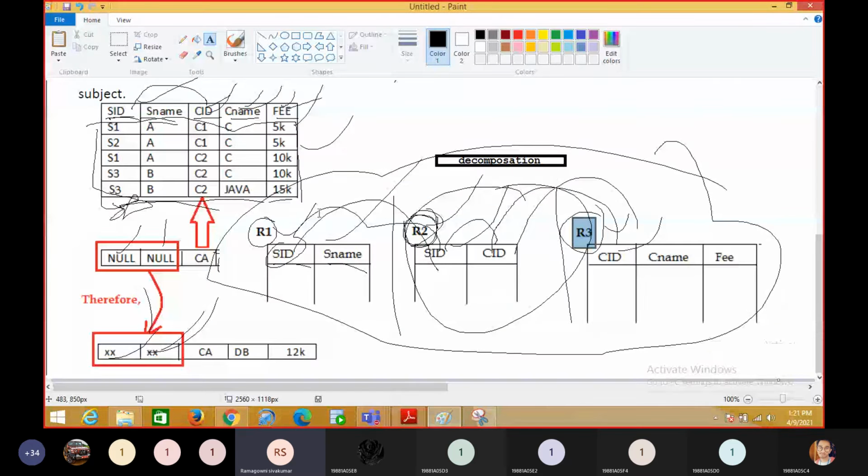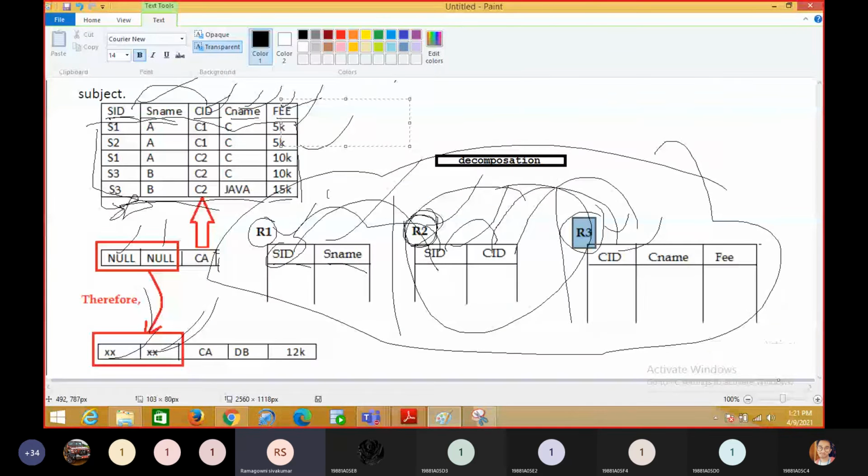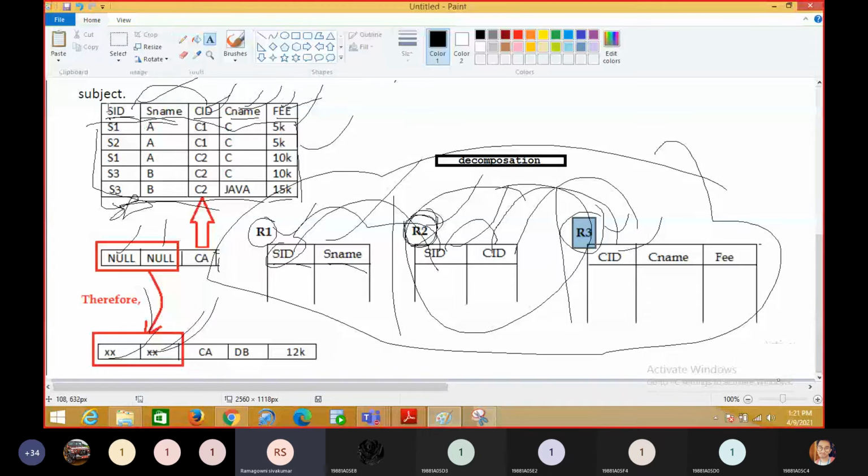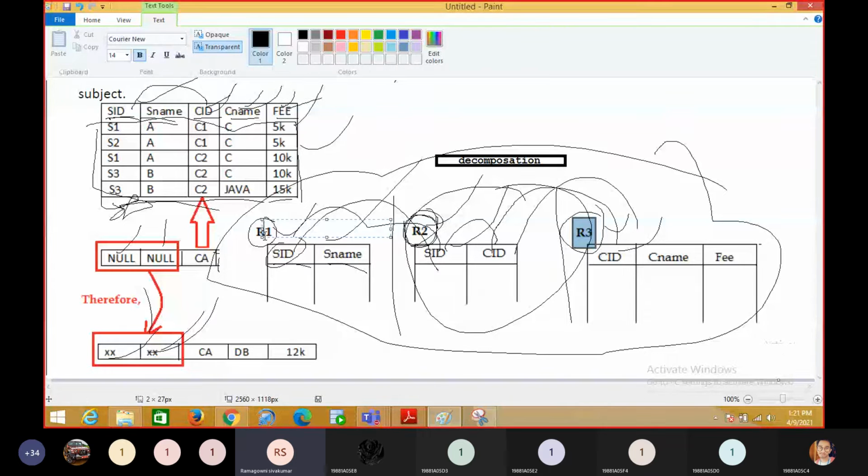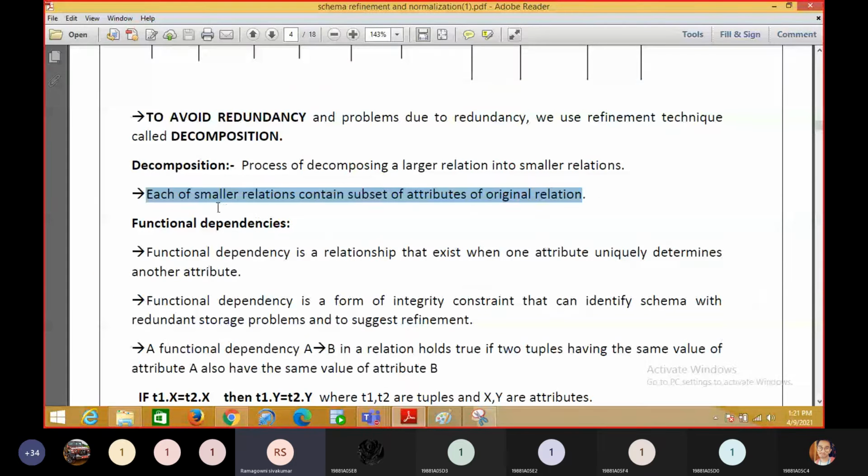See, this is a large table, right? A big table. For a subset of attributes, in this R1 table we have SID, S name. Each smaller relation contains a subset of attributes from the original relation. From the original table we have some attributes in the smaller table.